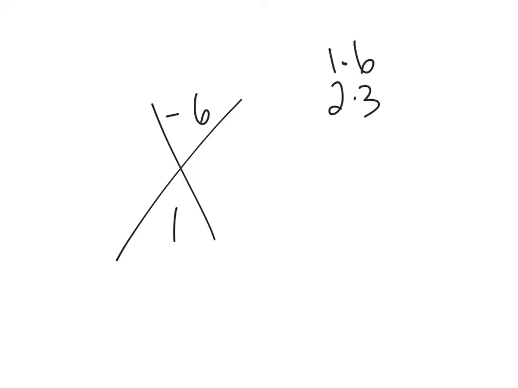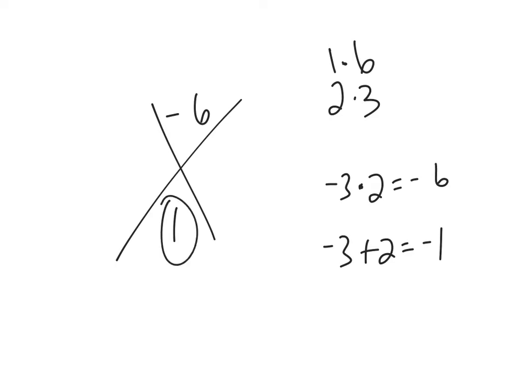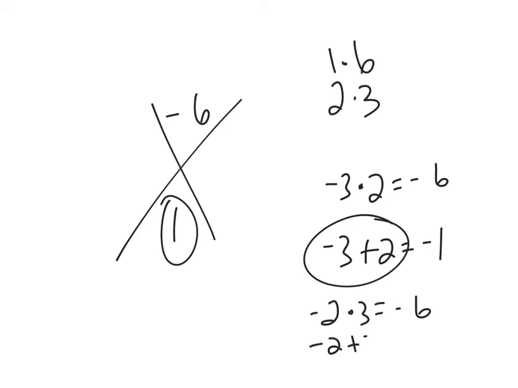Okay. What if I make this negative? Now we run into a little bit of a problem, because one of these has to be negative. So if I go negative 3 times 2, that'll give me negative 6, and negative 3 plus 2 gives me negative 1. So that won't work, because I want positive 1. So what if I switch these two? What if I go negative 2 times 3, that'll still give me negative 6, and negative 2 plus 3 gives me the positive 1. Okay? So that's what we're looking at there.